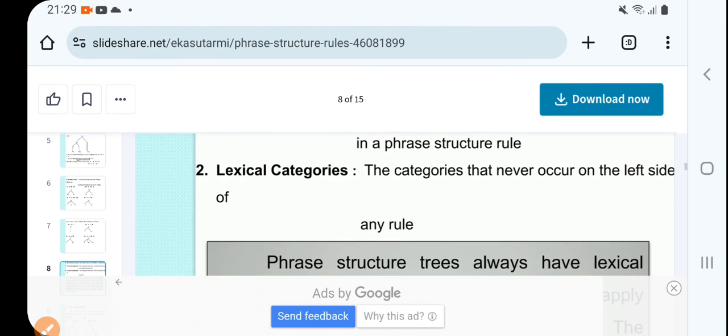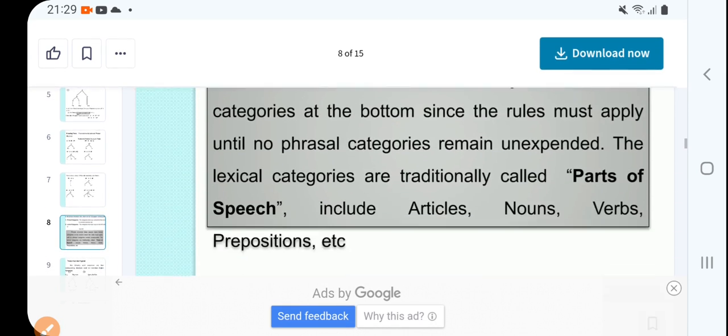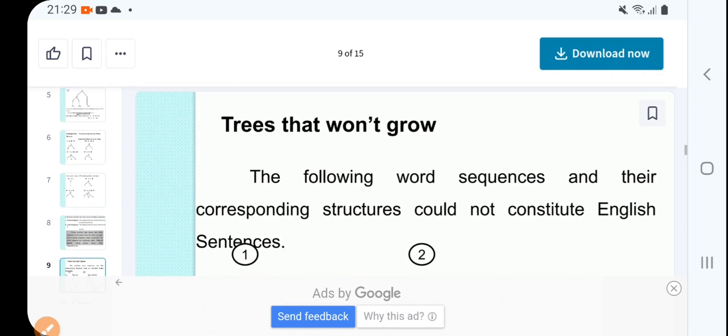So what they are saying is that in phrase structure rules there are 2 immediate constituents, phrasal categories and lexical categories. Phrasal categories are categories that occur to the left of the arrow in a phrase structure rule, and lexical categories never occur on the left side. Okay, now, trees that won't grow.